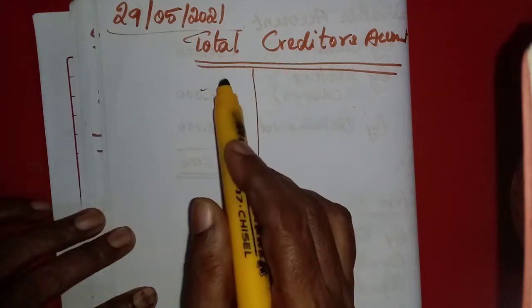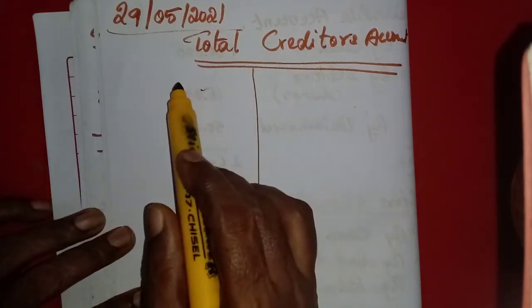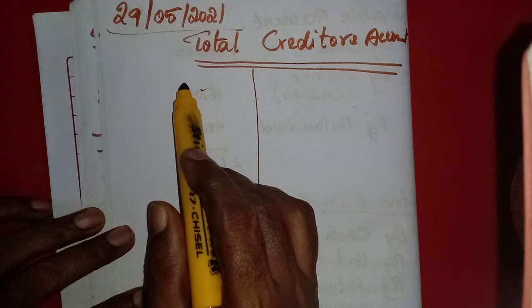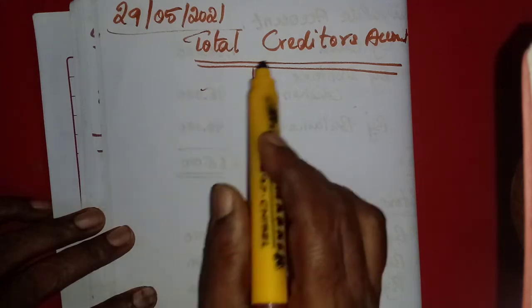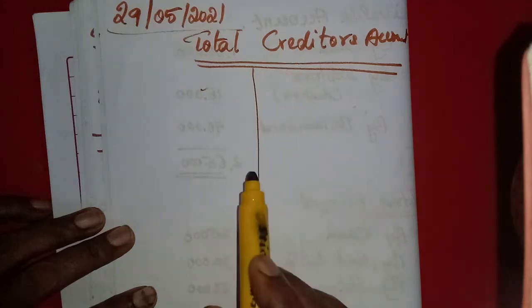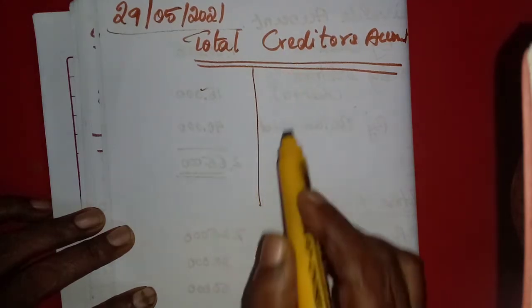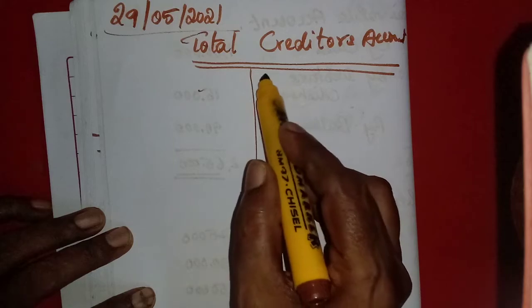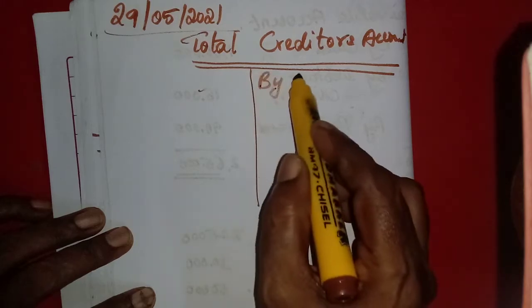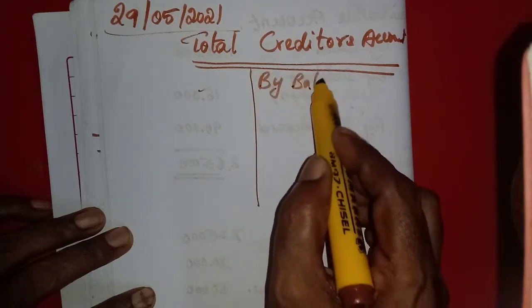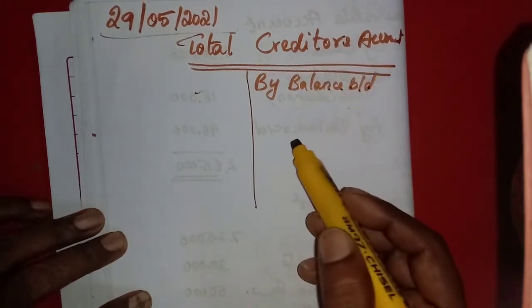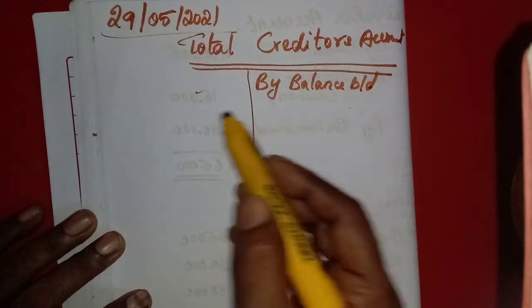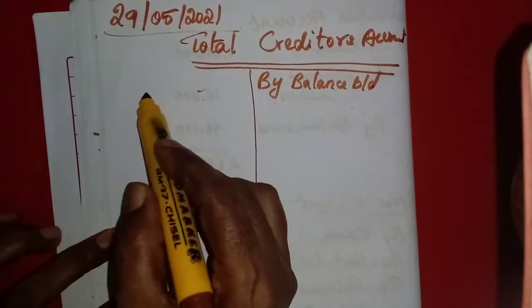We have learned already in the first two accounts, the bills receivable and debtors, we have debit balance. But here the creditors account and the bills payable account, we have credit balance. So we should write on the credit side by balance brought down. Then adjustments may be on the debit side.